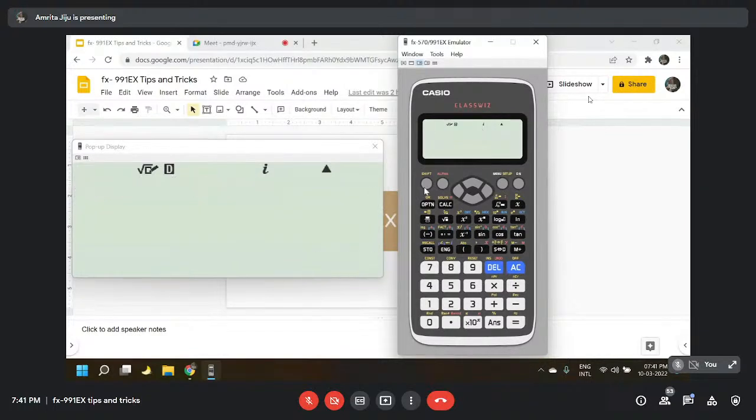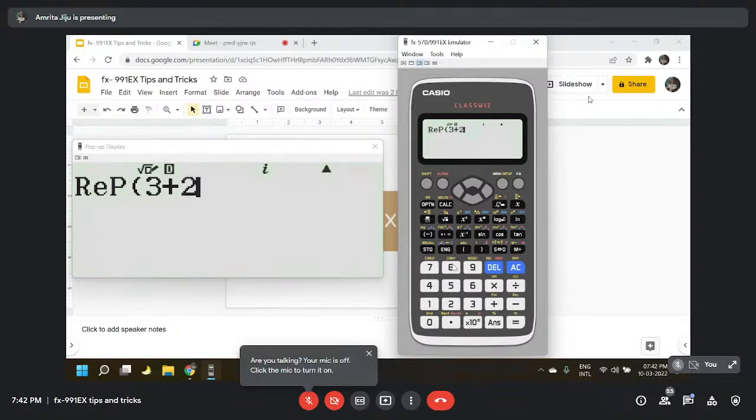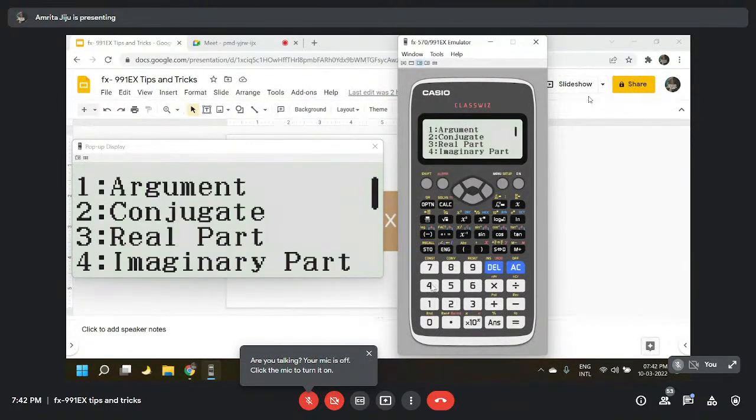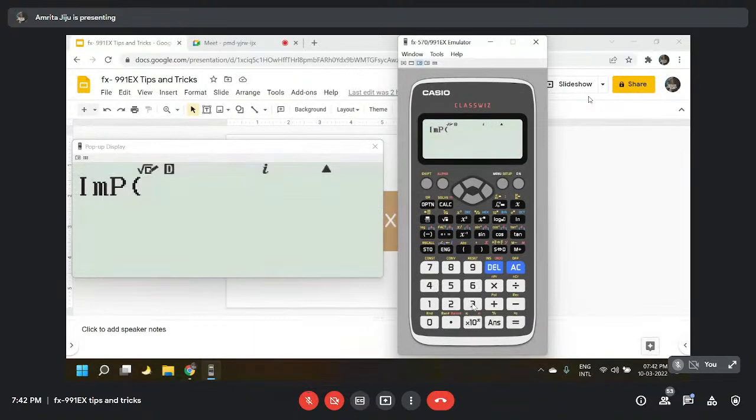Now, the real part. Real part will display the real part of the number, like 3 plus 2i. It will display the real number. That's 3. And the same case for imaginary part, like 3 plus 29i. You just get the answer 29. So that's how the real and imaginary parts work.